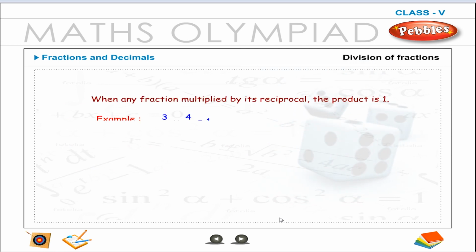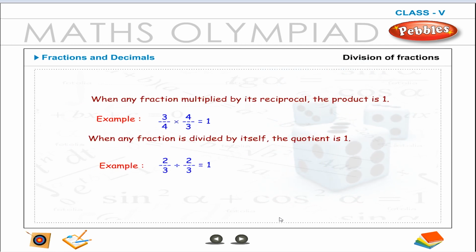When any fraction is multiplied by its reciprocal, the product is 1. Example, 3 by 4 into 4 by 3 is equal to 1. When any fraction is divided by itself, the quotient is 1. Example, 2 by 3 divided by 2 by 3 is equal to 1.